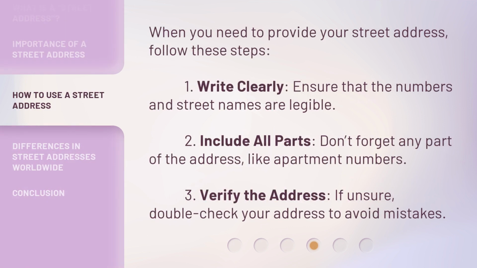When you need to provide your street address, follow these steps. 1. Write clearly. Ensure that the numbers and street names are legible. 2. Include all parts. Don't forget any part of the address, like apartment numbers. 3. Verify the address. If unsure, double-check your address to avoid mistakes.